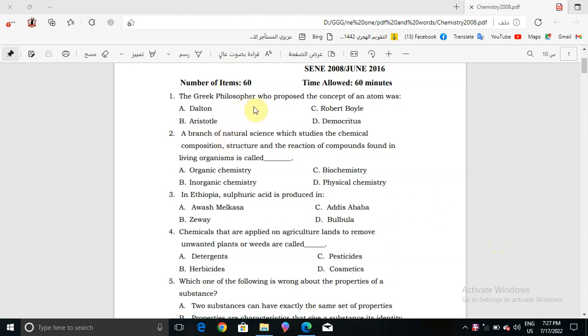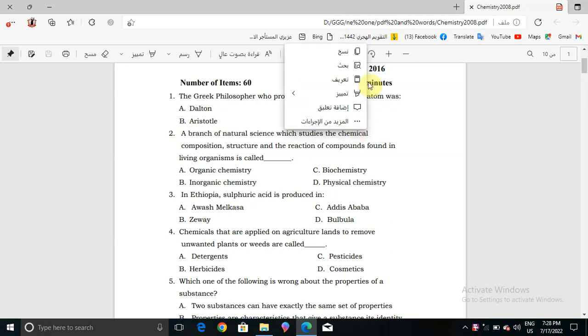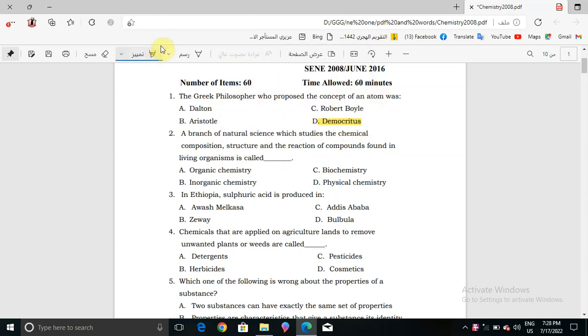The Greek philosopher who proposed the concept of an atom was who? Dalton, Aristotle, Robert Boyle, or Democritus? The correct answer will be Democritus, right? Democritus was the Greek philosopher who proposed the concept of an atom. Okay, now question number 2.